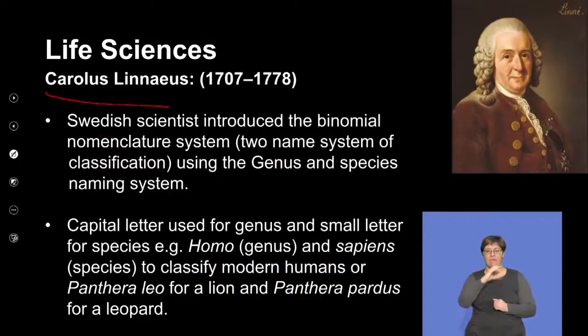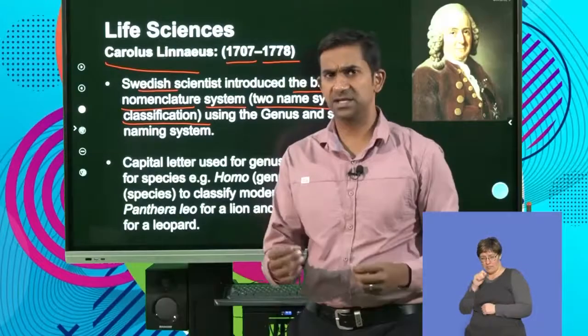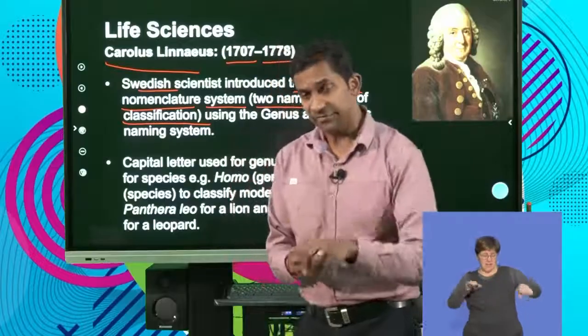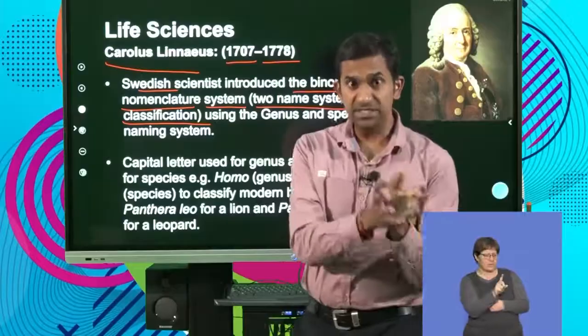Carolus Linnaeus, again in 1707, lived till about 1778. He was a Swedish scientist that introduced the binomial nomenclature system. Basically, it's called the two-name system of classification. Again, this was a system that used two names to classify organisms. Like we have a name and surname, it was a similar system that was introduced. And this was the first system that started to now bring in the concept of species and genus.